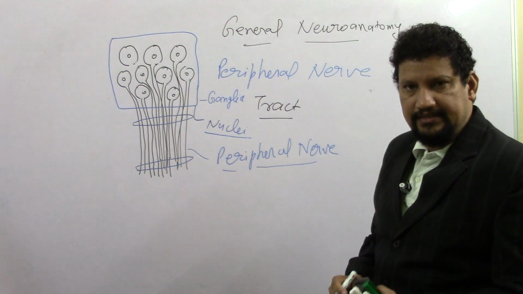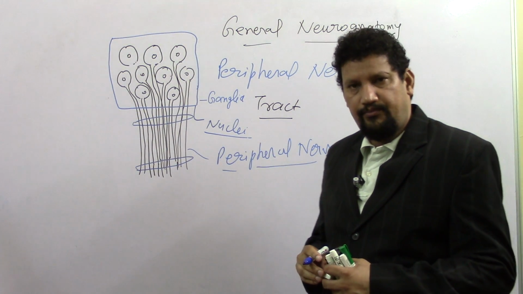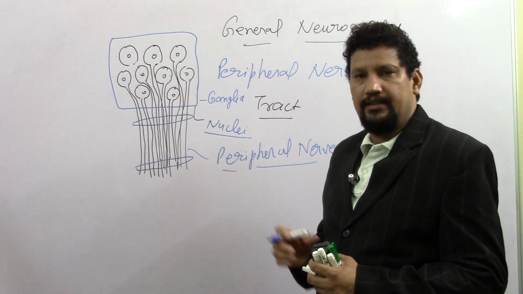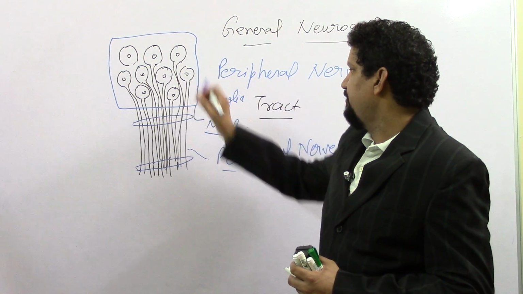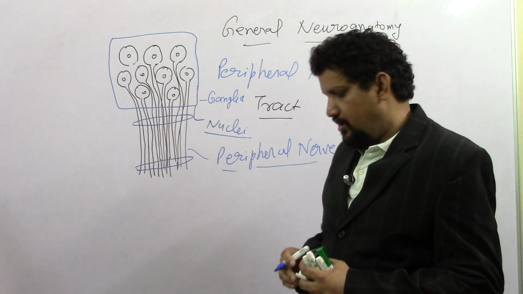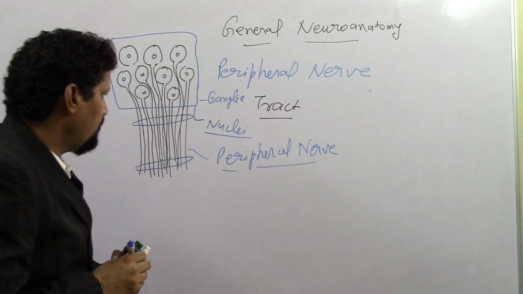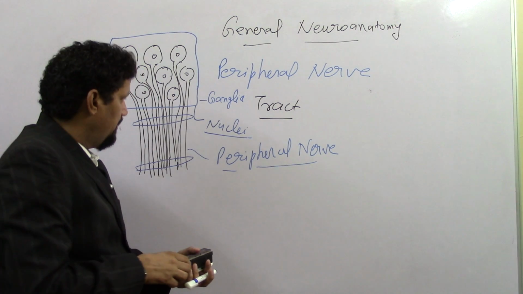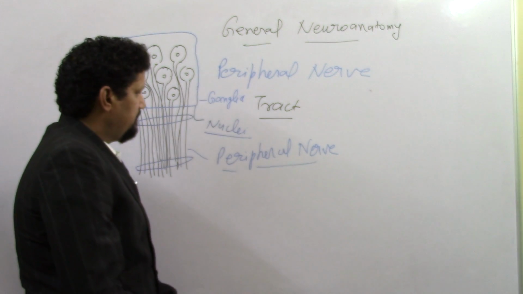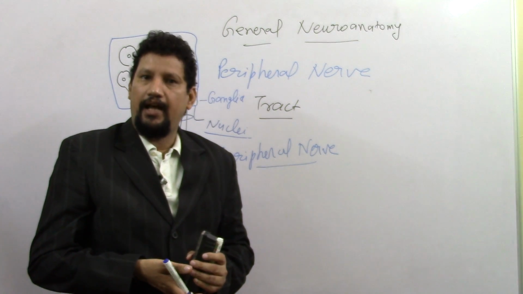But there is a difference between the tract and peripheral nerve. The tract is having the same fibers, that is fibers taking origin from the same nuclei and terminating in the same nuclei or same part of the brain or CNS. But in case of peripheral nerve, this collection of axons is having different fibers from different nuclei and ganglion.